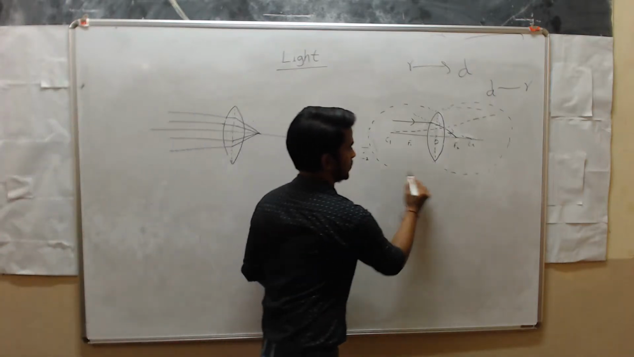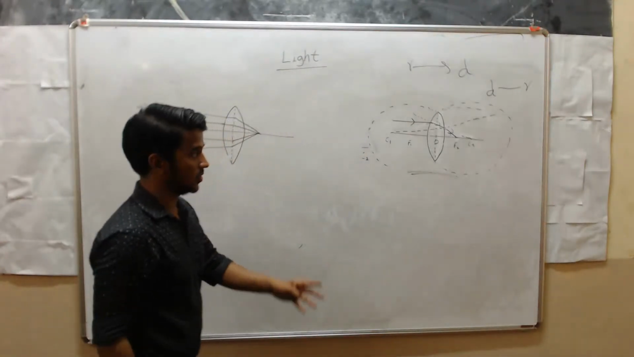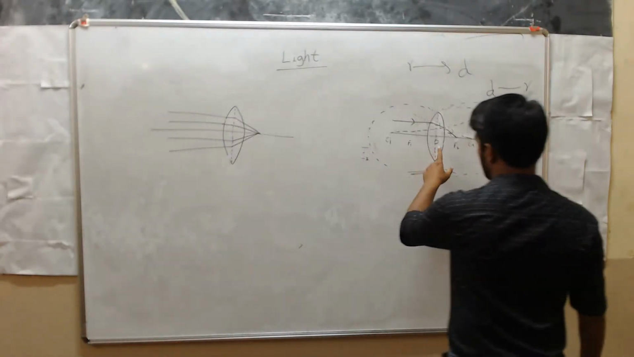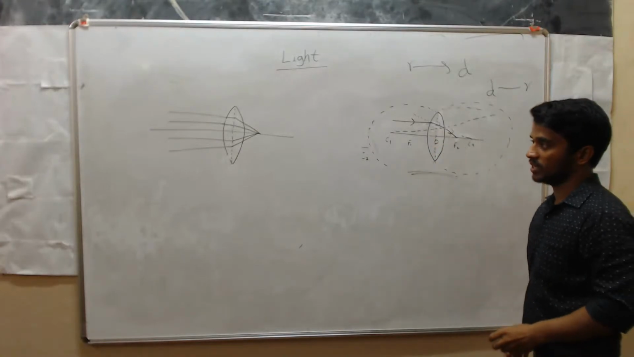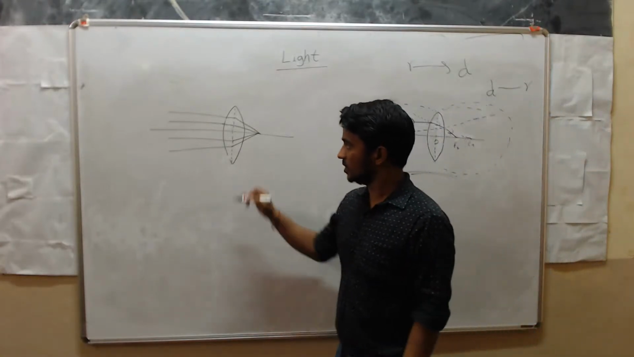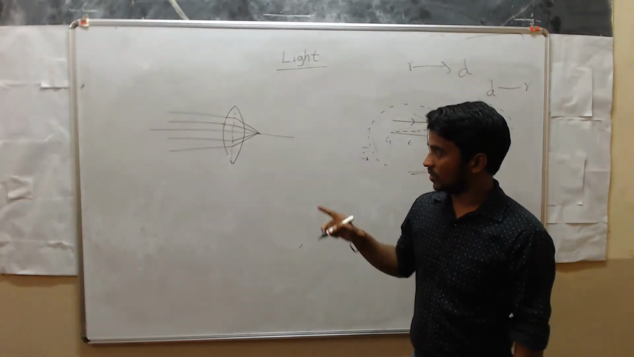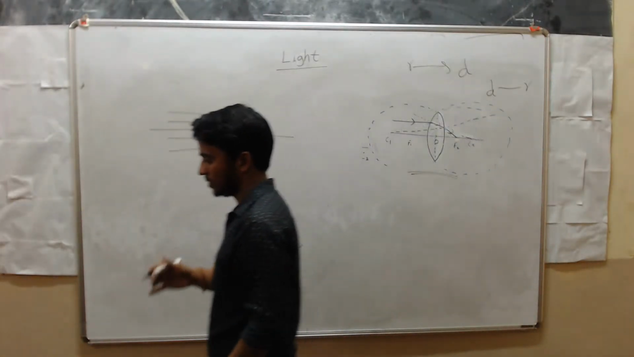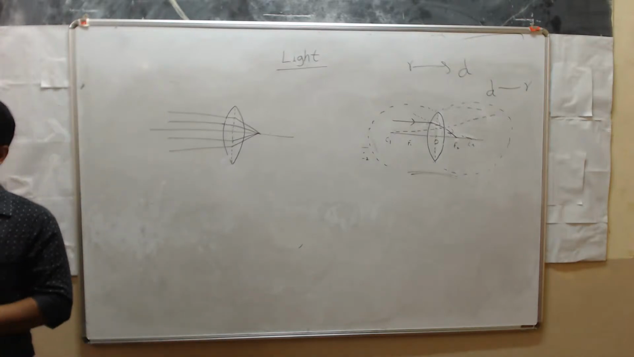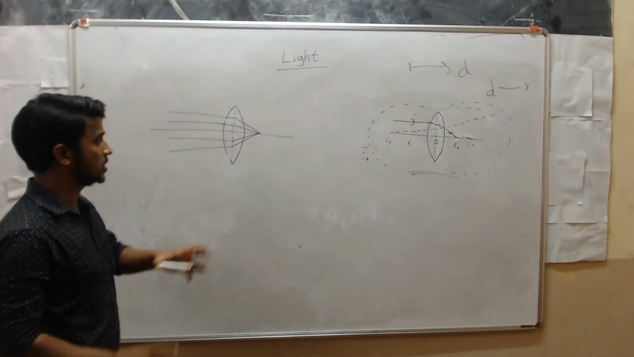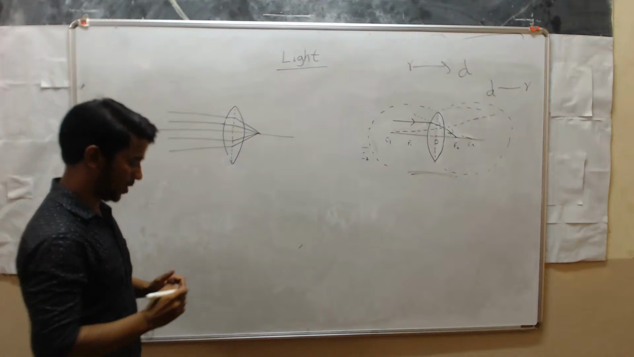Actually, this is the process. This is what happens in lenses when you pass rays of light to a convex lens. But while drawing the diagrams, we will draw like this. Now here, this is a convex lens. If you pass rays of light to a convex lens, after refraction all the rays meet at one point.